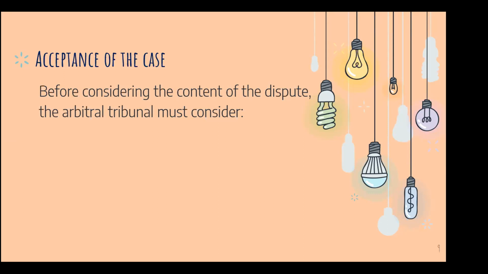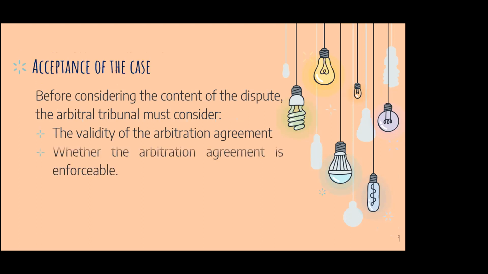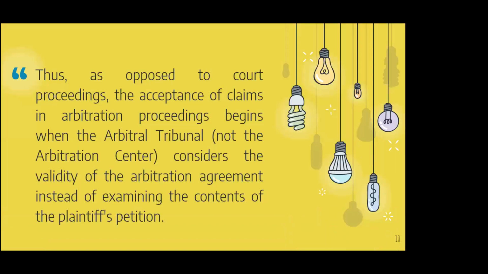Article 5 of the Law on Commercial Arbitration stipulates that a request for dispute settlement by arbitration requires that the parties must have an arbitration agreement. Article 49 of the law stipulates that before considering the content of the dispute, the arbitral tribunal must consider the validity of the arbitration agreement, whether the arbitration agreement is enforceable, Article 47. Thus, as opposed to court proceedings, the acceptance of claims in arbitration proceedings begins when the arbitral tribunal, not the arbitration center, considers the validity of the arbitration agreement instead of examining the contents of the plaintiff's petition.